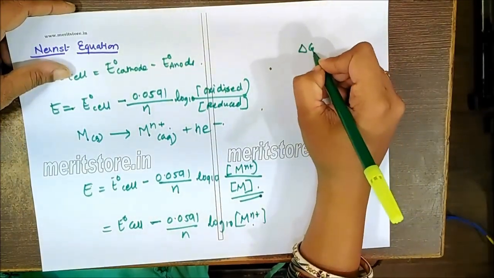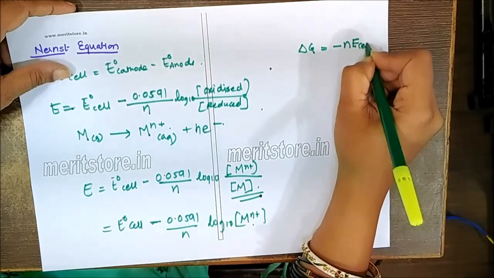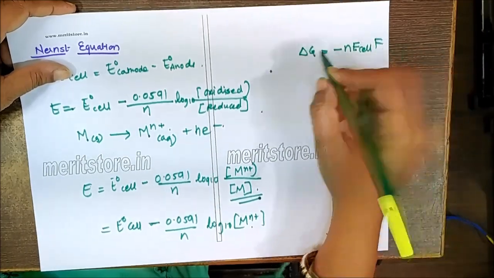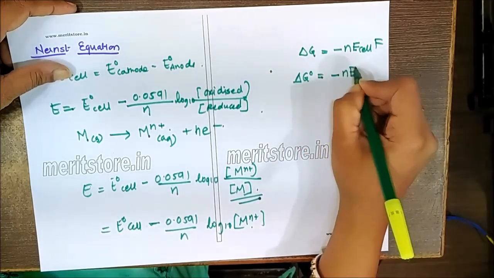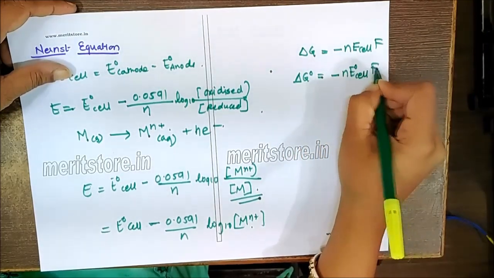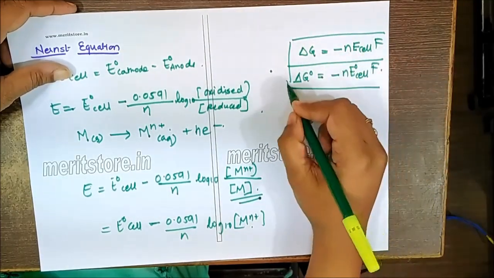We can also relate this to the Gibbs energy. Delta G equals minus n E cell into F, where F is Faraday's constant. Also delta G0 equals minus n E0 cell into F. So we can use these two formulas for relating to the Gibbs energy.